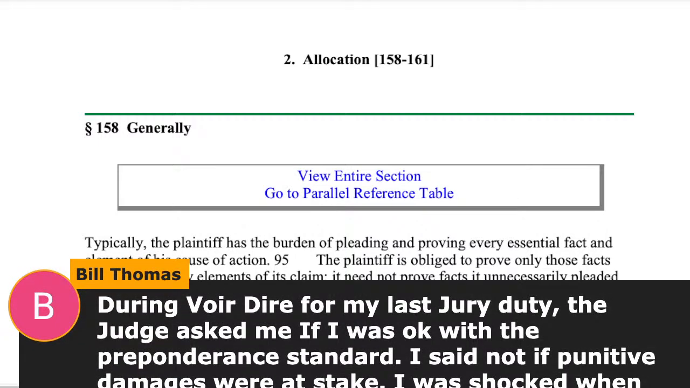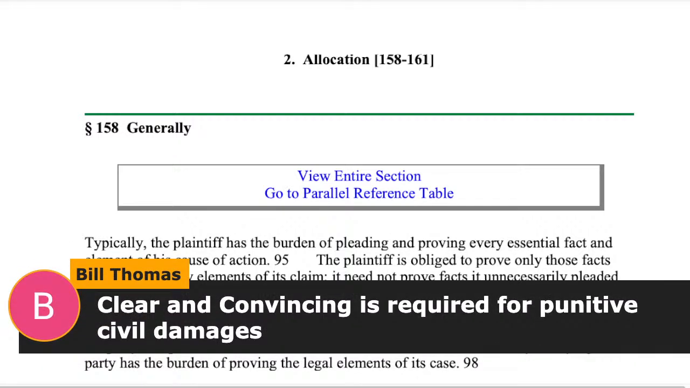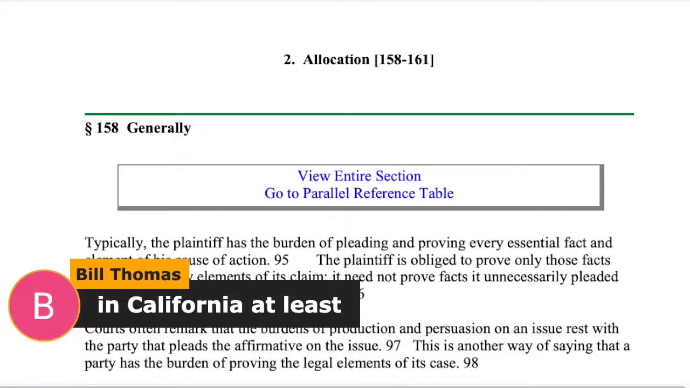During voir dire for my last jury duty, the judge asked me if I was okay with the preponderance standard. I said not if punitive damages were at stake. I was shocked when he said I was correct. Geez, they ask those kind of questions? Wow, if I was okay with the preponderance standard. Yeah, you want clear and convincing evidence when there's punitive damages, right? Yep, clear and convincing is required. California at least.